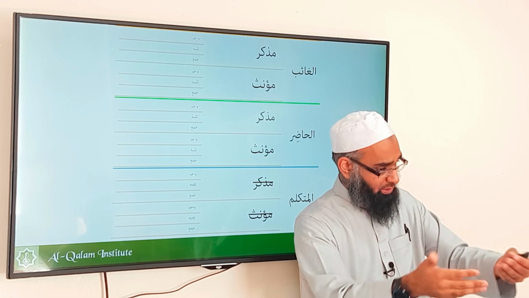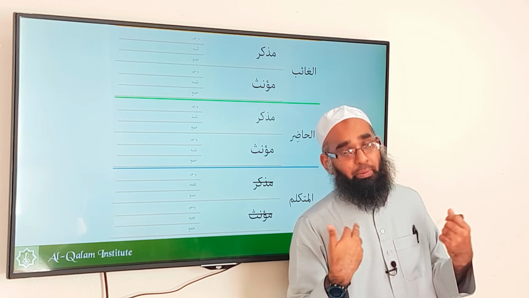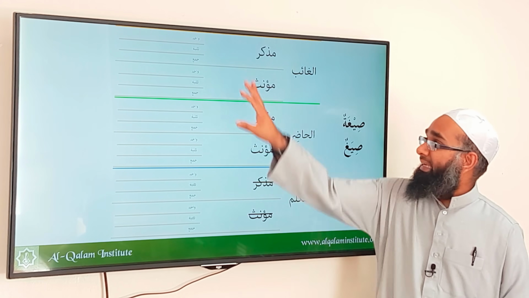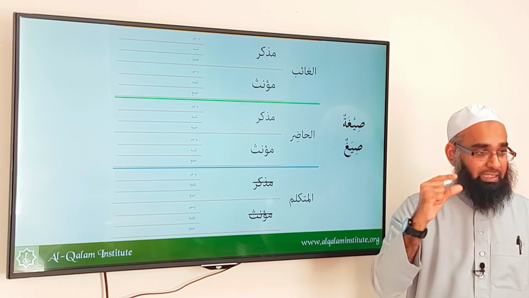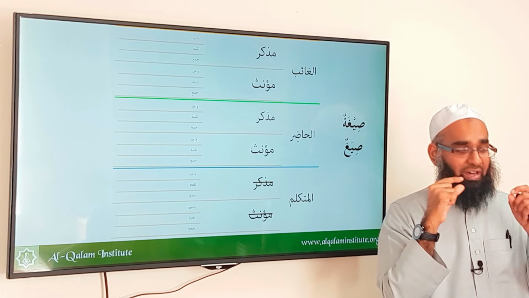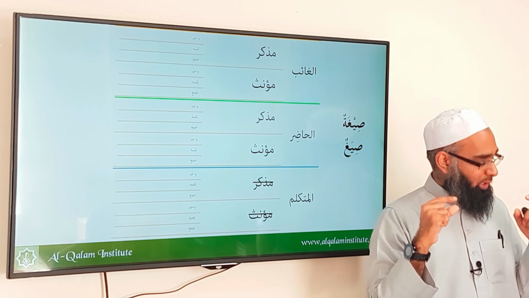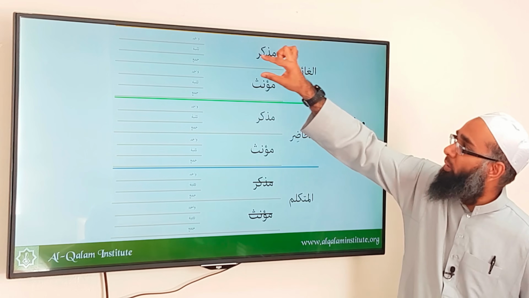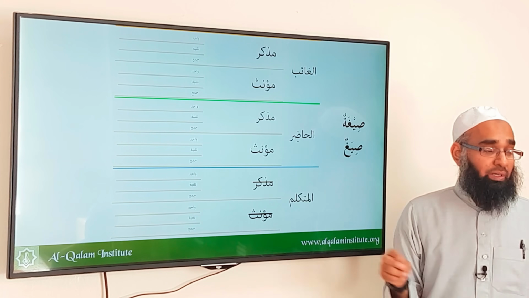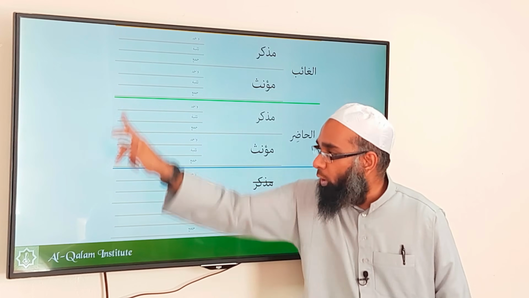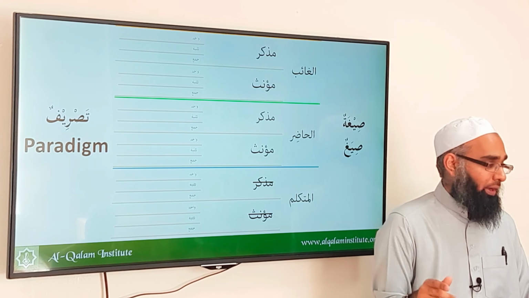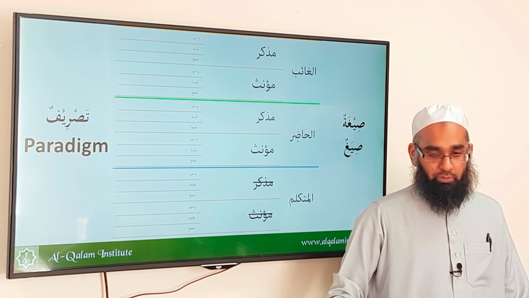And each of those things you learn gives a separate meaning. Okay? And each of these is called what? A sigha. So fa'ala is one sigha. Fa'ala is another sigha. Fa'alu is another sigha. So each one of these is called a sigha. And the plural is called what? Siyagh. Okay? And this whole thing now is called a tasrif, or in English you call it a paradigm. You got it?